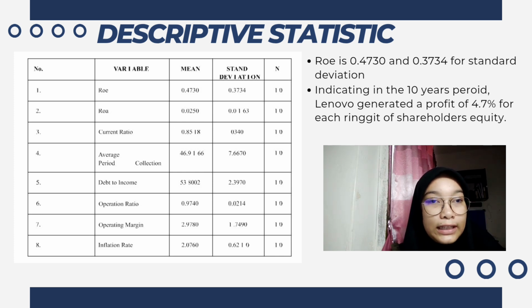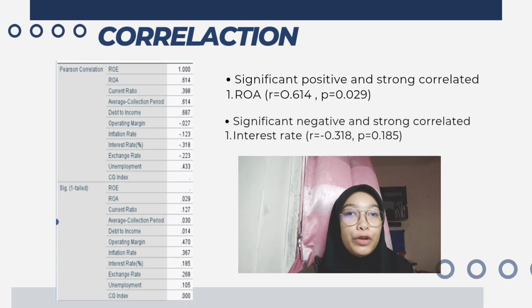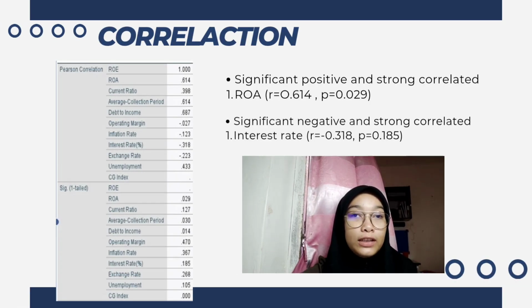Meanwhile, the standard deviation is 0.3734, or 37.34%, indicating a relatively high variation from the average. This suggests that Lenovo's profitability was not consistent every year, with significant fluctuation in its annual ROE. Now, I will briefly explain the variables that have significant and non-significant relationships with return on equity, or ROE.